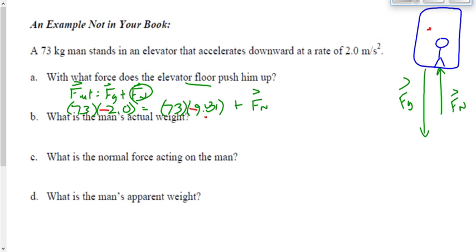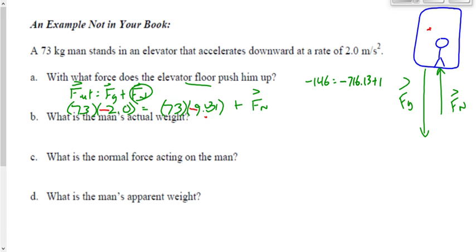Let's solve for Fn now. That's going to be equal to what? 73 times negative 2 is negative 146. 73 times negative 9.81. Not sure what that is. Let's figure it out. 716.13.